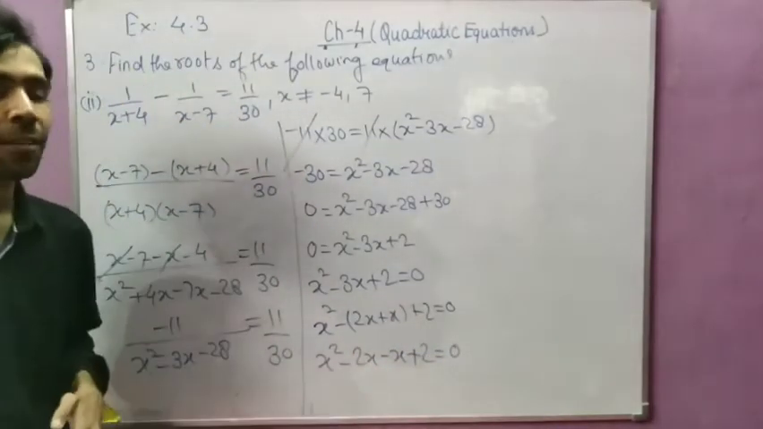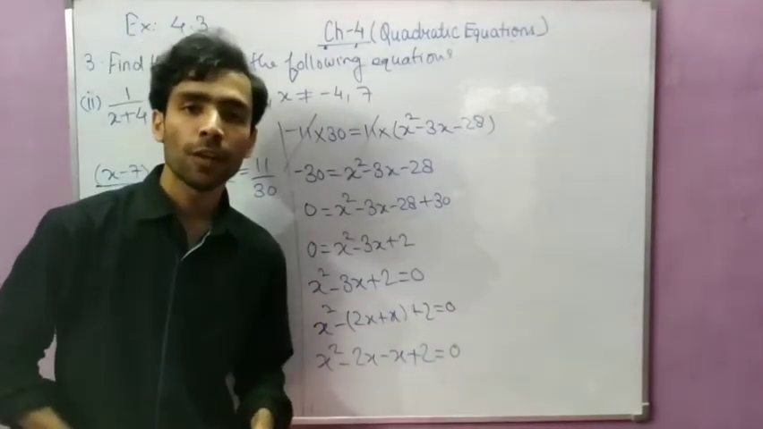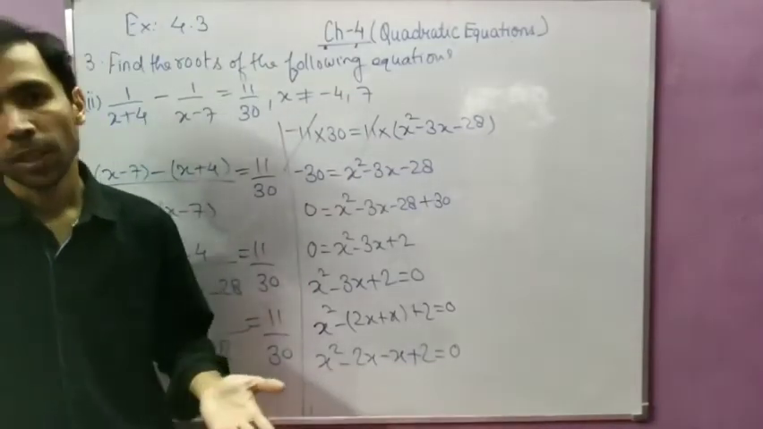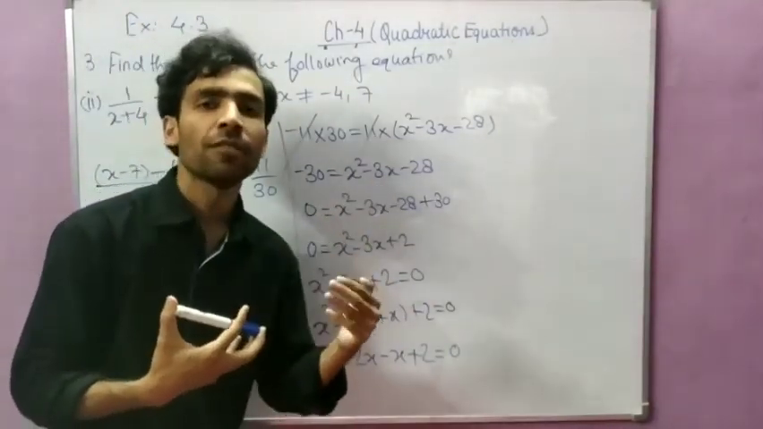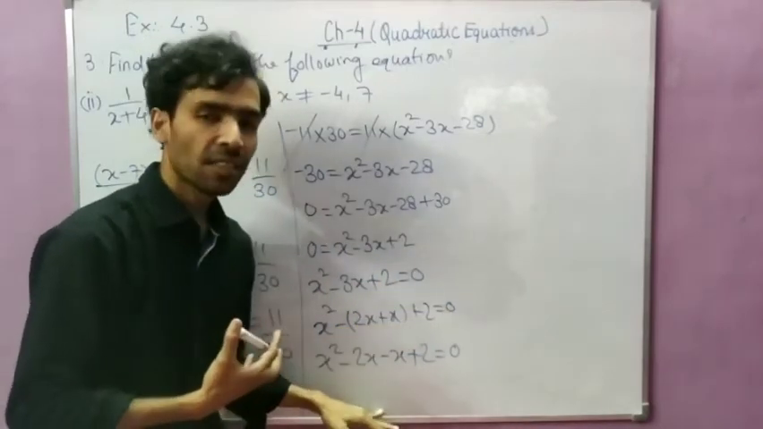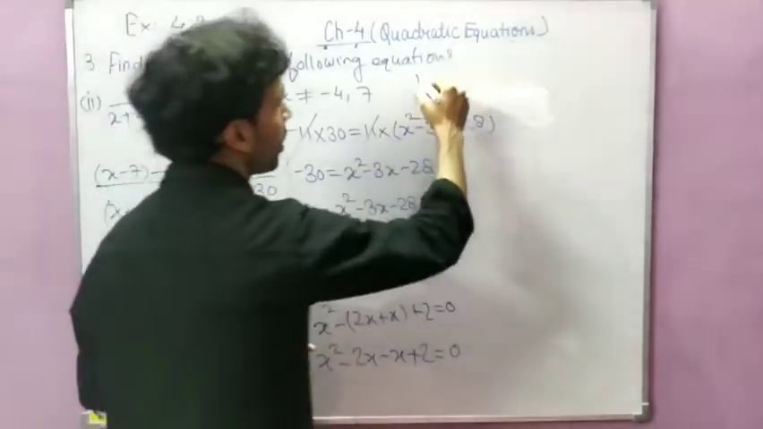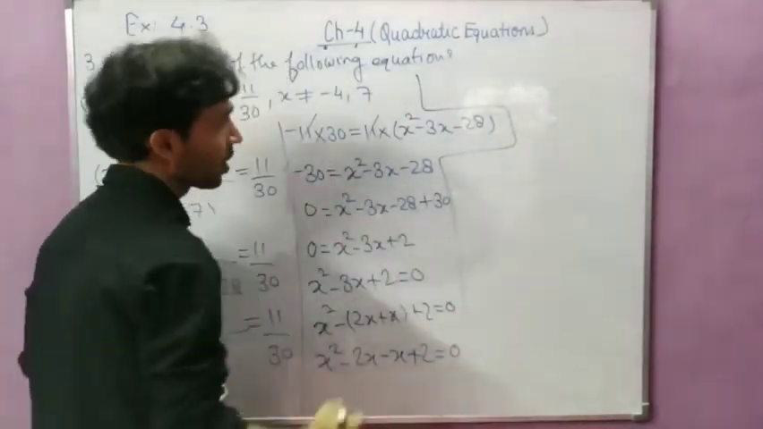Now you will say, sir, in the previous part you have used quadratic formula, and in this part you have used factorization method. It's your wish student, because in quadratic formula 2 or 3 steps will be more, so that's why I prefer this. You can use quadratic formula, don't worry, the answer will come the same only. Okay, so don't panic.